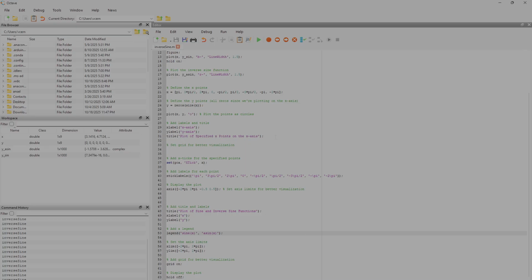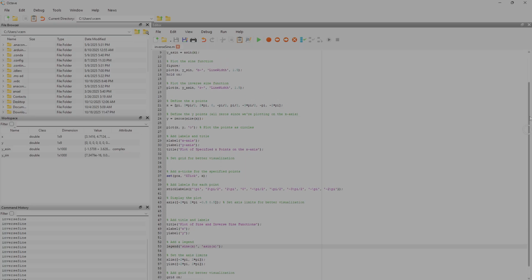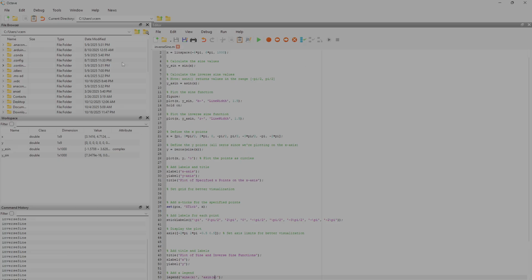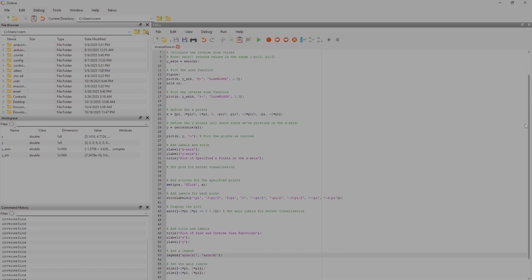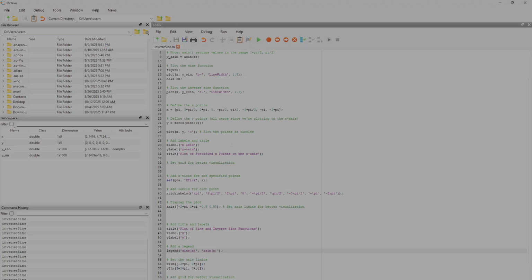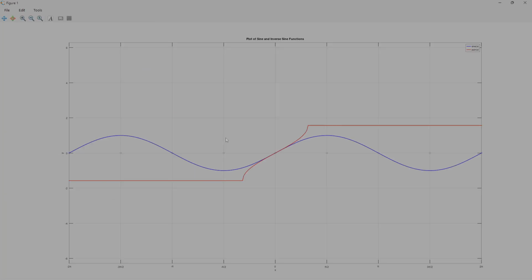So I created a MATLAB program, but right now I'm using Octave, so you can download this program to plot stuff and do MATLAB stuff. I use this programming to plot sine and inverse sine. So the blue is the sine.